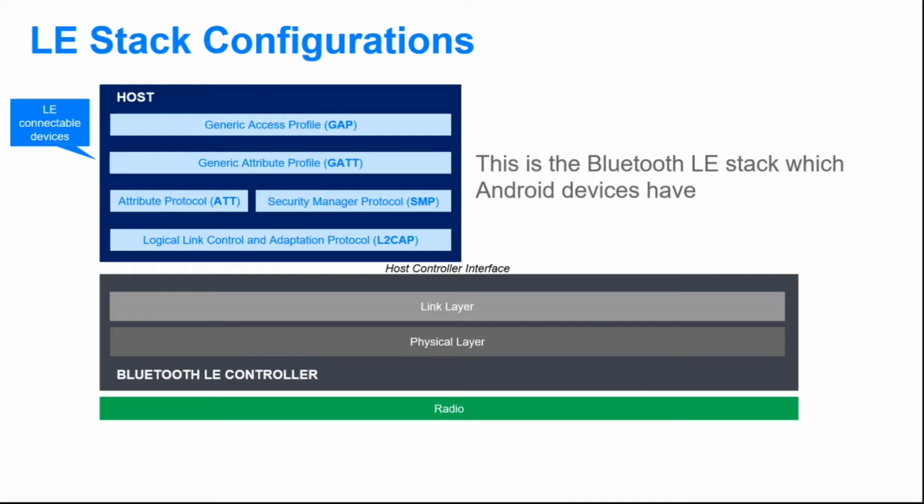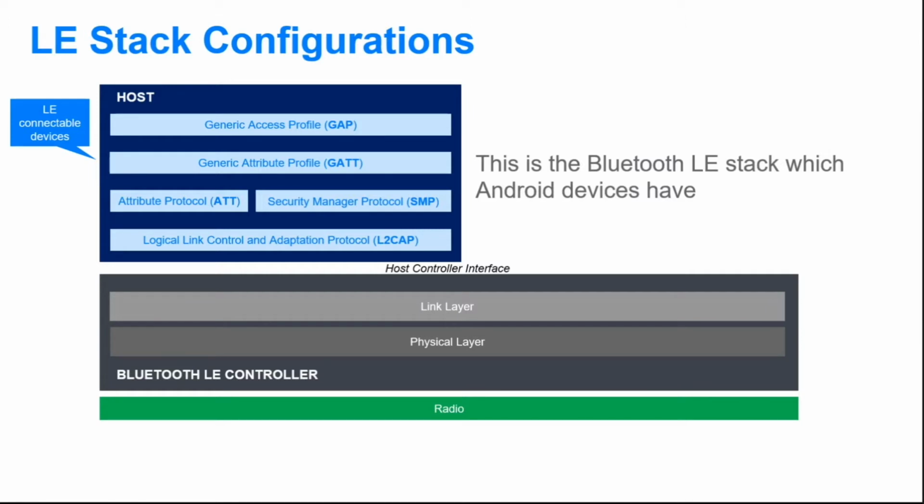Now, as an application developer, most of your interest will typically be in the top layers of the stack. The APIs you use will largely be concerned with GAP and GATT procedures and use the attribute protocol to have a conversation between the two devices.